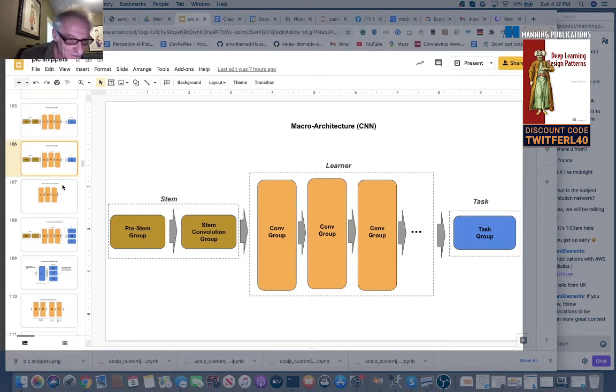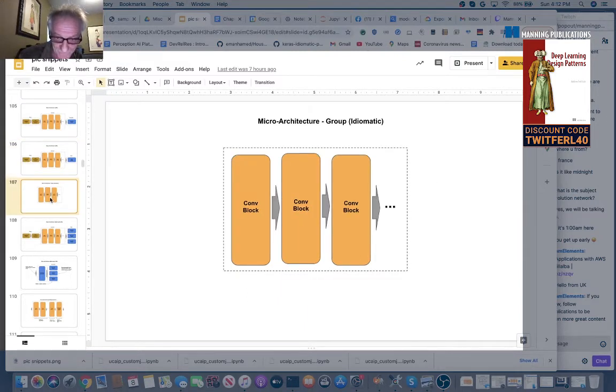Go on next. Okay, so let's look at the next picture here. I think it takes a deeper look at what's inside of a learner. So the learner is really where the bulk of the model is. Okay, and these are convolutional blocks. Oh, this is a group, excuse me.